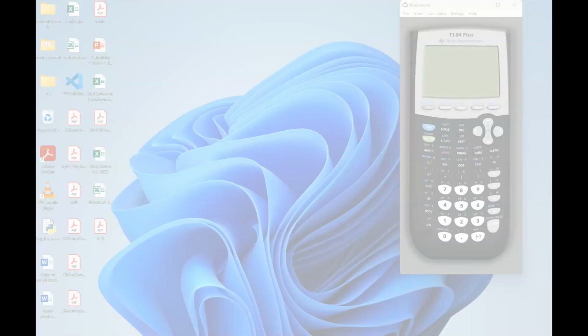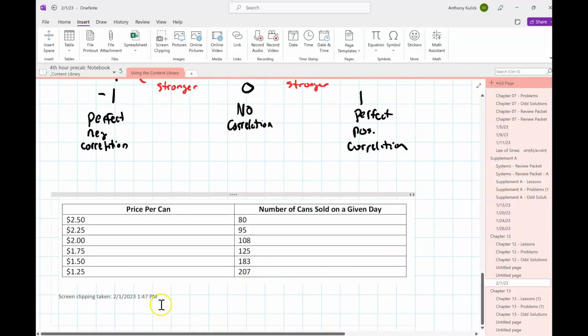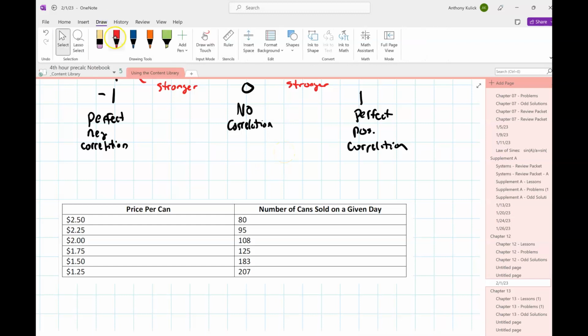So let's say we have this data set. This is a data set from a grocery store or something, and they have the price they're charging for some canned good and the number of canned goods they sell at that price. Everybody's okay with that? The first thing I'd want to do is identify which one of these should be the independent variable and which one is the dependent variable.